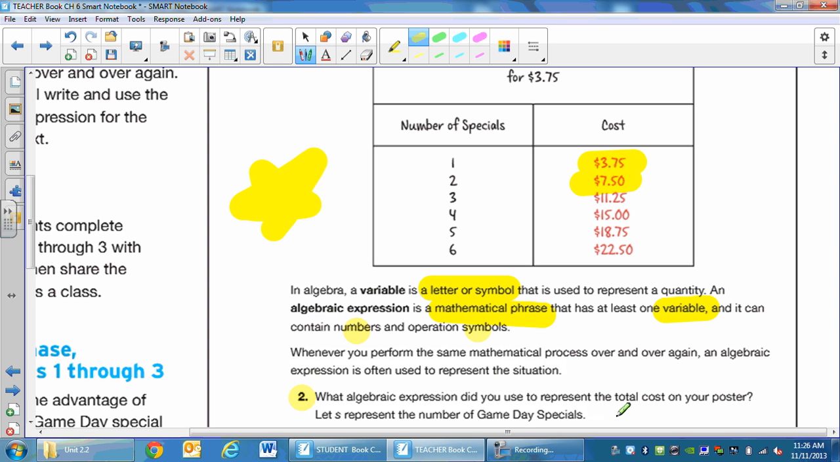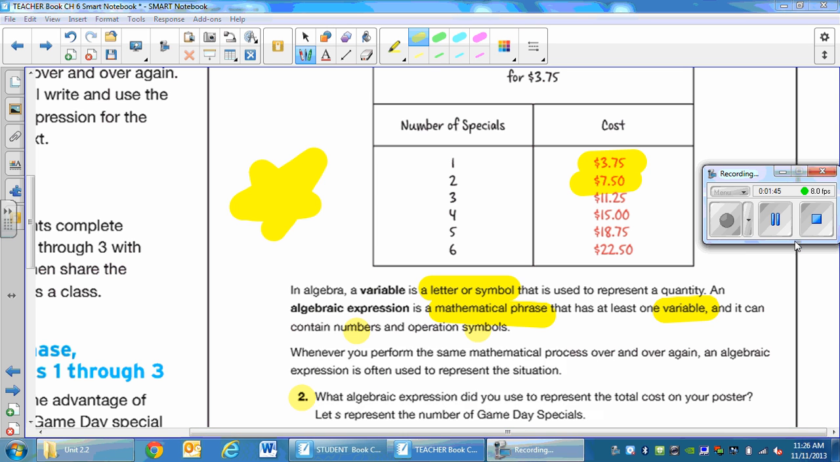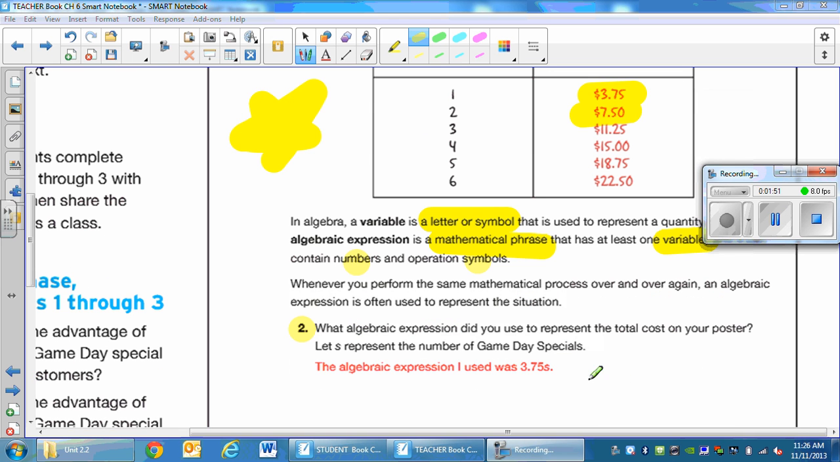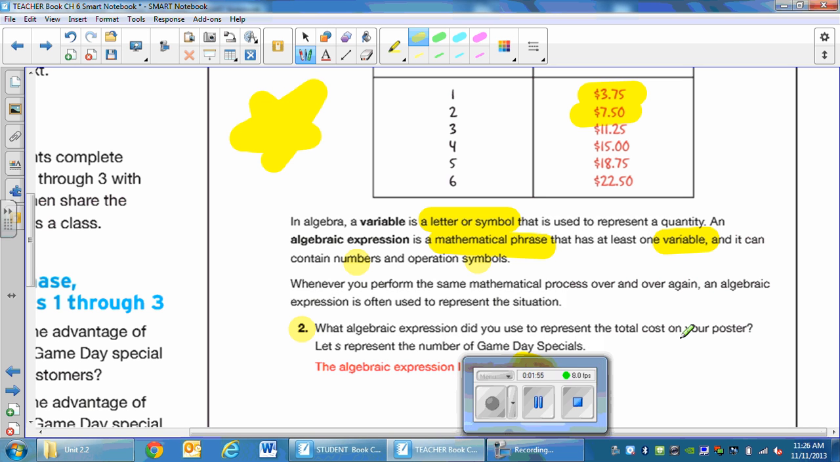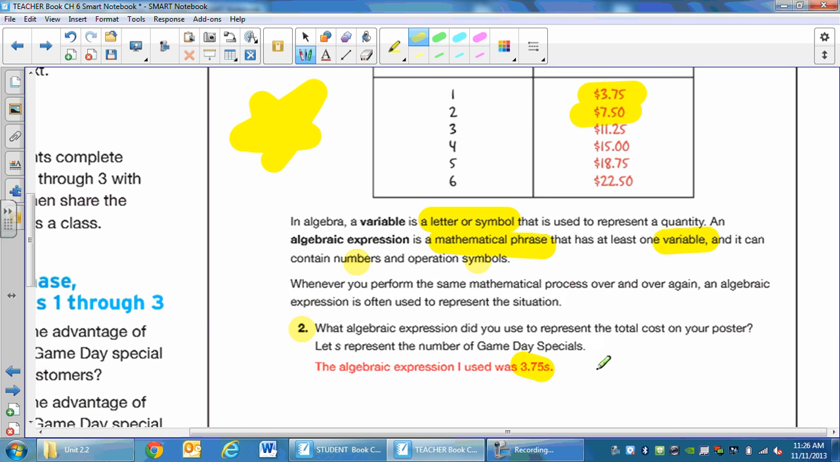Number 2 says, what algebraic expression did you use to represent the total cost on your poster? Let S represent the number of game day specials. So go ahead and try this one on your own. All right, and that's going to be 375 times S. So the amount you spent per special is 375, and then times how many there are. So if there was 10, we would do 375 times 10, and we would get $37.50.